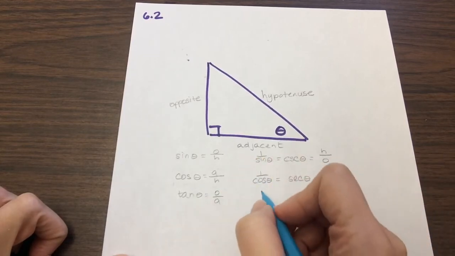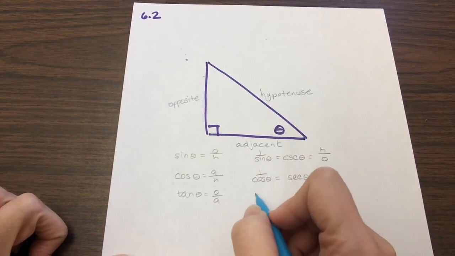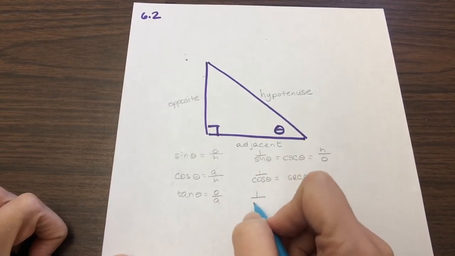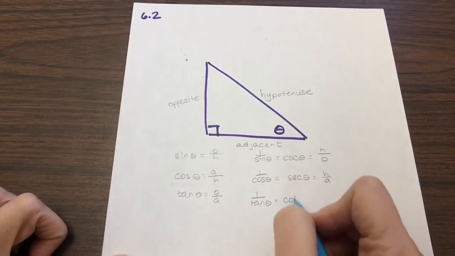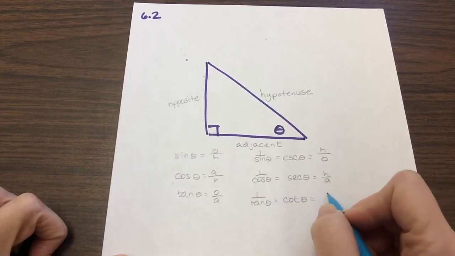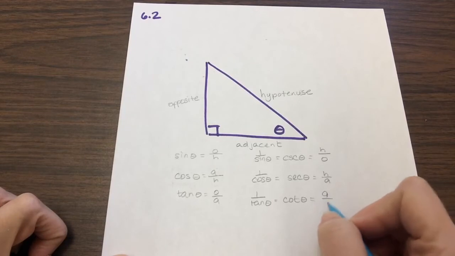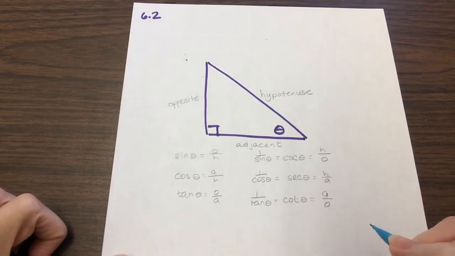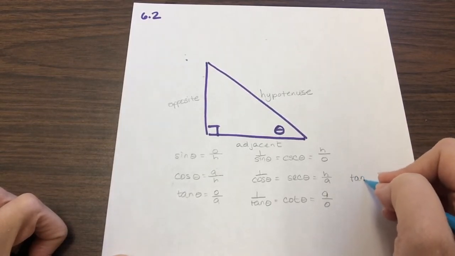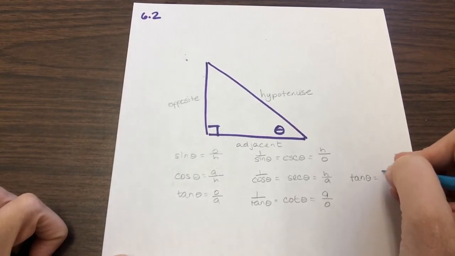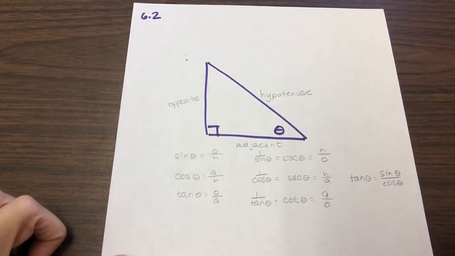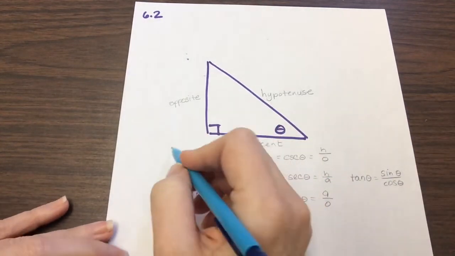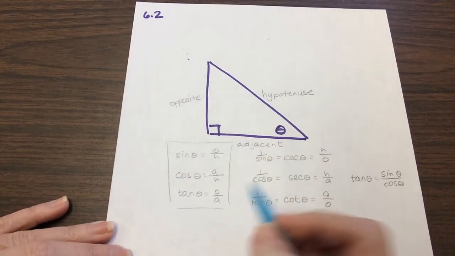And then we've got the reciprocal of tangent, which is cotangent of theta, and so it's adjacent over opposite. Okay, and also tangent is sine over cosine, but we'll talk about that in more detail later. Alright, so here are your 6 trig functions. Like I said, this is the big 3.